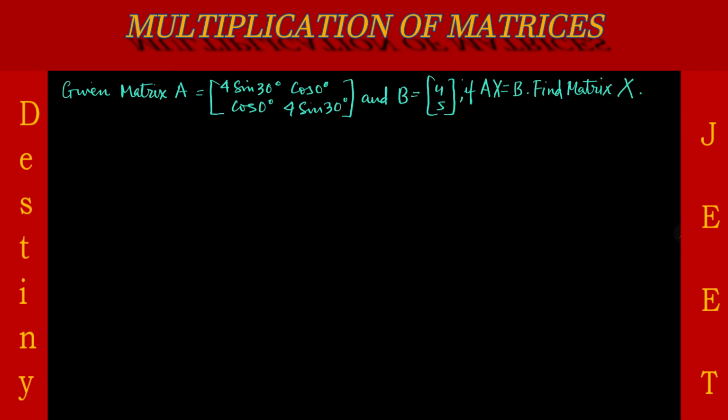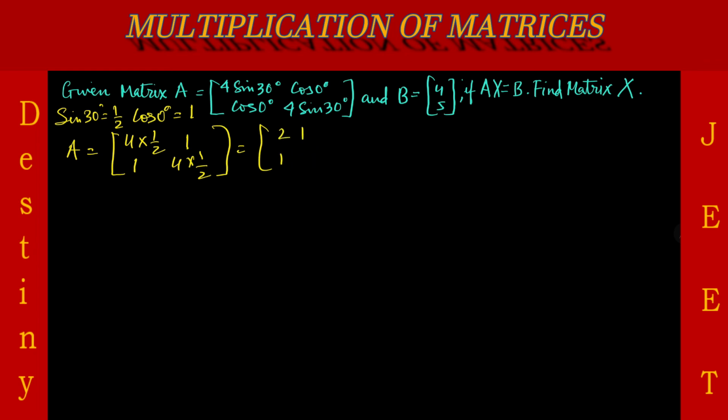Okay. Now we start the last question for the day. What is given in this question? Matrix A is equal to this, B is equal to this. We have to solve AX is equal to B and find matrix X. First of all, we have to find the value of sine 30, which is equal to half, and cos 0, which is equal to 1. From this we get matrix A is equal to 4 into half, 1, 1, 4 into half, and we get 2, 1, 1, 2.